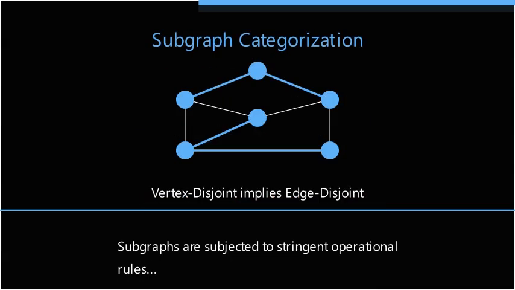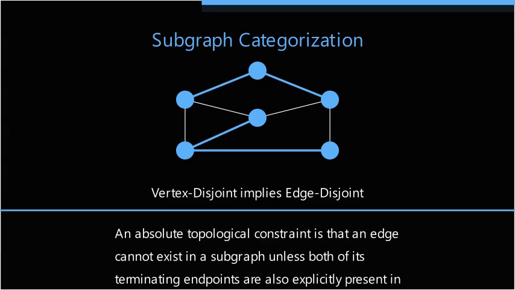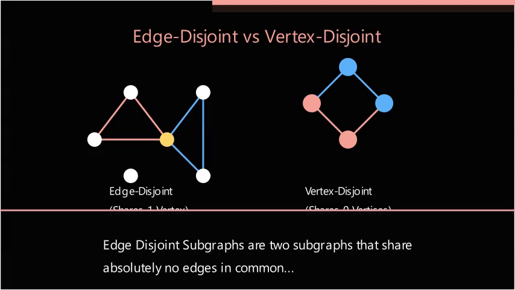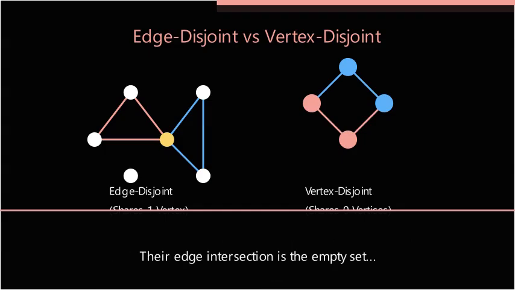Subgraphs are subjected to stringent operational rules. An absolute topological constraint is that an edge cannot exist in a subgraph unless both of its terminating endpoints are also explicitly present in that exact same subgraph. Subgraphs are further categorized based on their relational overlap. Edge disjoint subgraphs are two subgraphs that share absolutely no edges in common. Their edge intersection is the empty set.